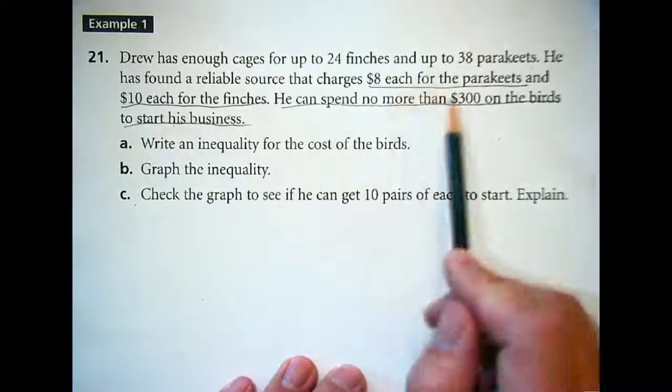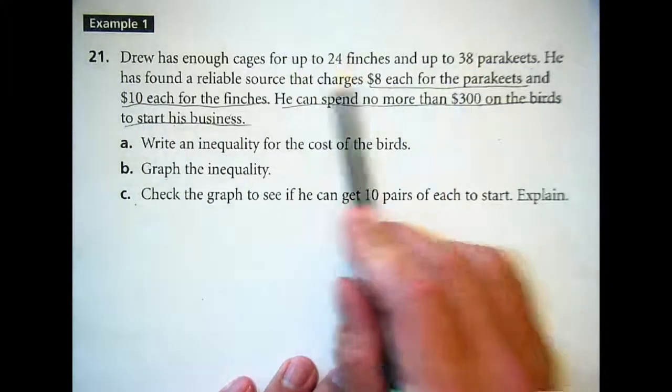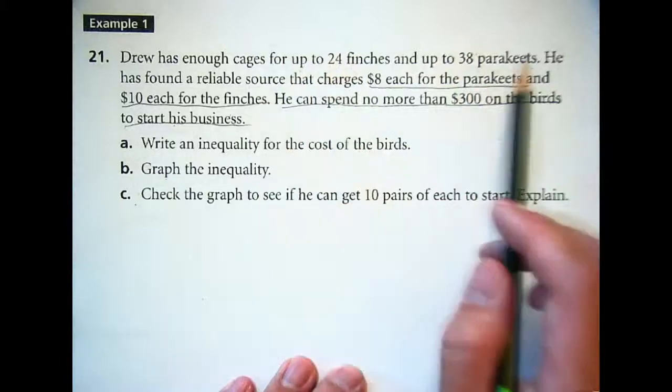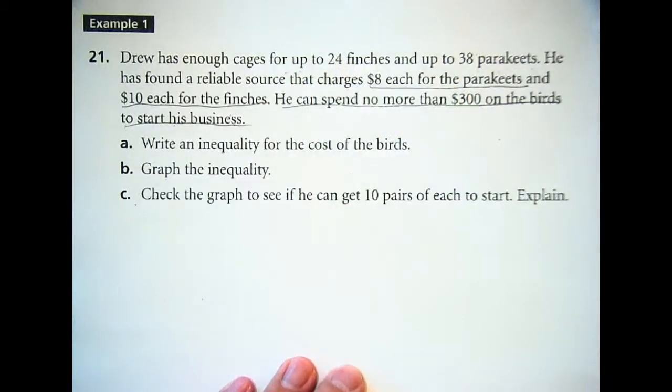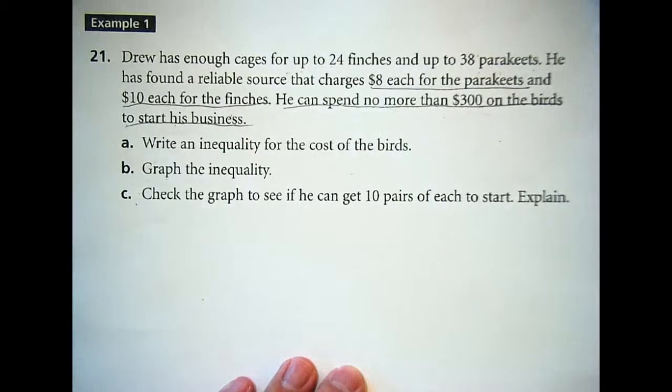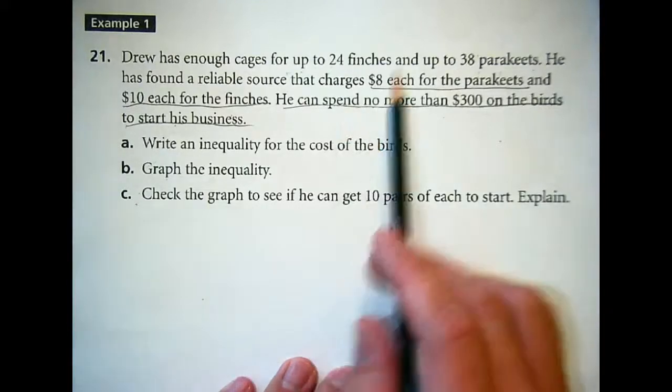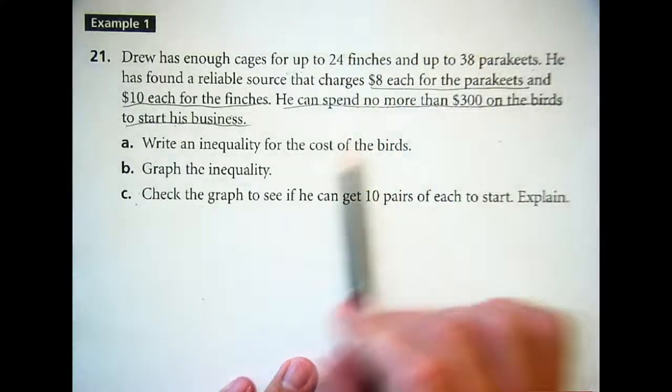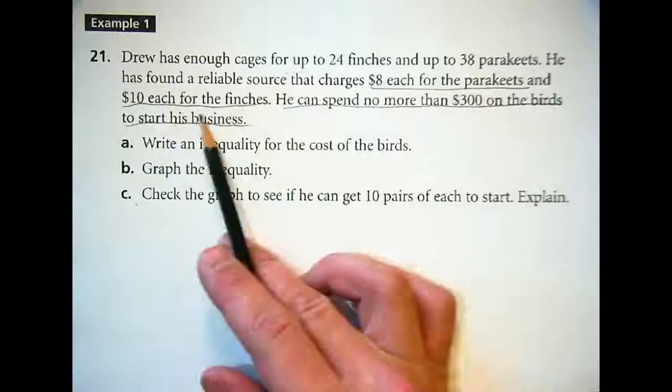Now, why is this stuff important and these aren't? Chantel? Because it wouldn't matter when the budget is only $300. Okay. Could potentially not matter. Cody? Because you're dealing with money, and the 24 finches and 38 parakeets are just how much you can hold. Okay. So this is dealing with how much it can hold, whereas this is dealing with money and cost.